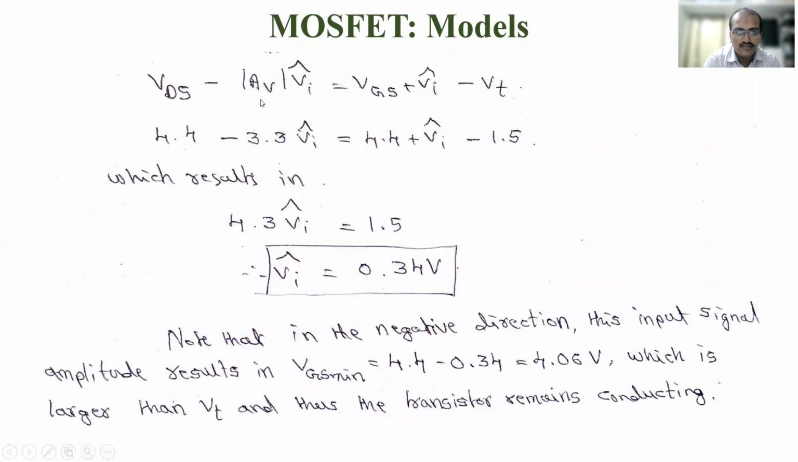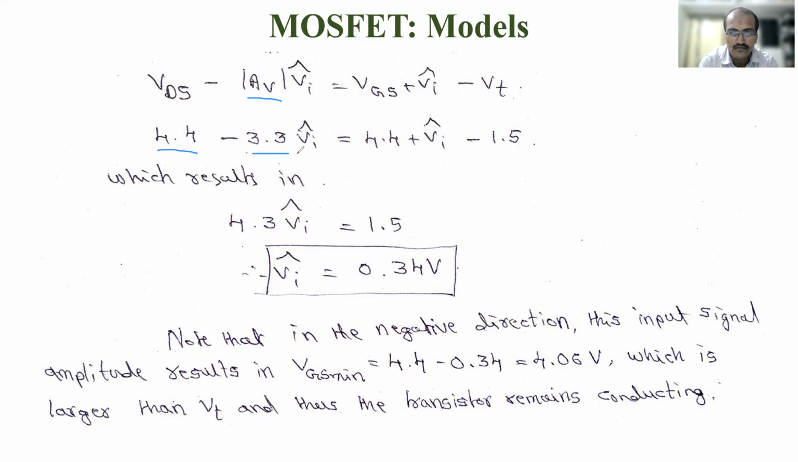So VDS minus AV into Vi dash equal to VGS plus Vi dash minus VT. Same equation I have taken here because of the next slide. Substituted here, VDS is nothing but VD, right? 4.4. AV value is 3.3 because I have considered the magnitude. So that's why it is minus 3.3. If you remove this minus magnitude term, then it becomes plus 3.3 here. Only magnitude means how much time. Maximum allowable swing means how much time it is expanding, right?